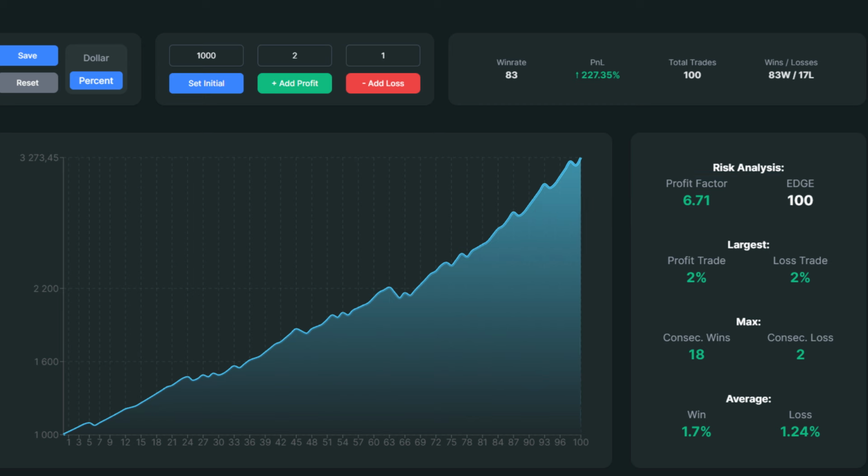And let's also check some more stats. As you can see, we have 18 consecutive wins, which is really crazy, against just 2 consecutive losses. Also, the win rate can be even higher on the higher time frames or considering only higher time frame levels.